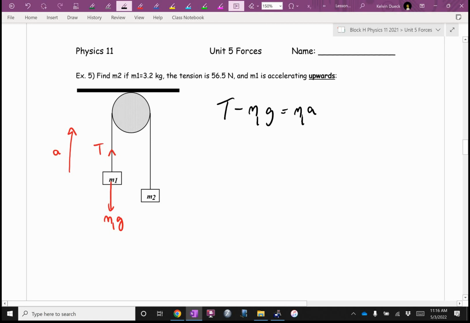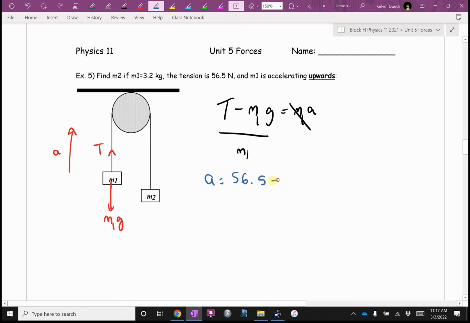For me to find the second mass, I need both tension and acceleration. They gave me tension, but I can also find acceleration for mass 1, which is the acceleration for mass 2. Or they could have given me the acceleration for mass 1, and I would find tension, because I need tension and acceleration to find the mystery mass. So in this case, I'm going to find the acceleration.